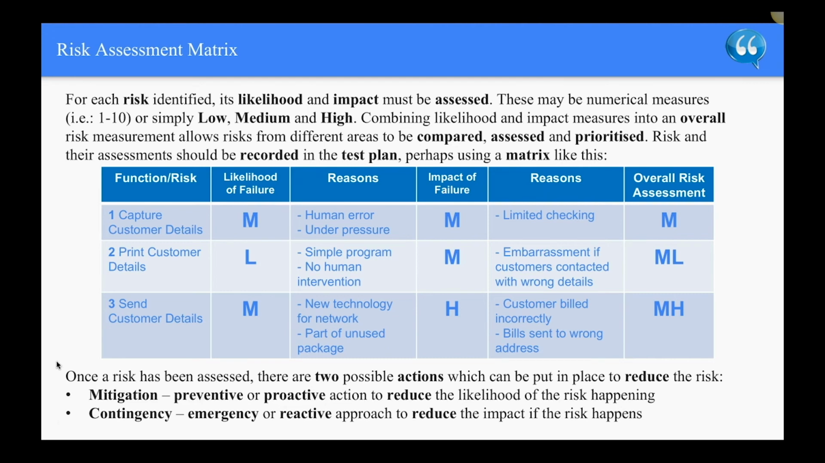Once a risk has been assessed, there are two possible actions which can be put in place to reduce the risk. Mitigation, which is a preventive or proactive action to reduce the likelihood of the risk happening, and contingency, which is an emergency or reactive approach to reduce the impact if the risk happens.